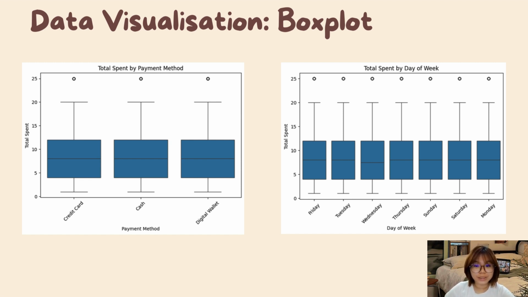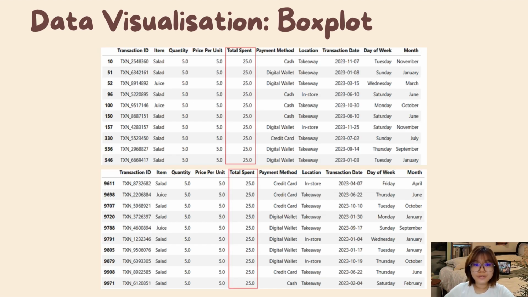We found that high spending transactions over $20 occur across all payment types and also throughout the week. Therefore, these outliers are not tied to specific days or promotions, suggesting that they are part of normal customer behavior. To further validate these outliers, we reviewed the top and bottom rows of the flat total spend data.